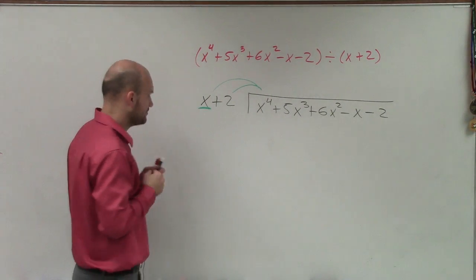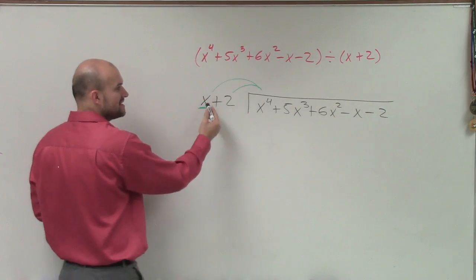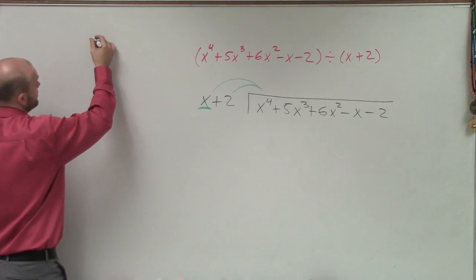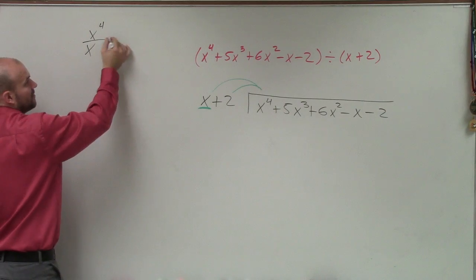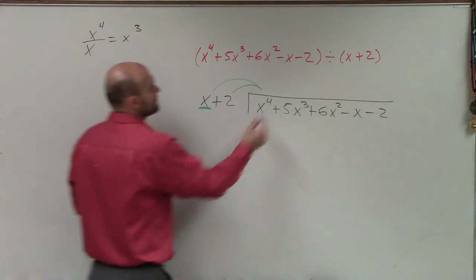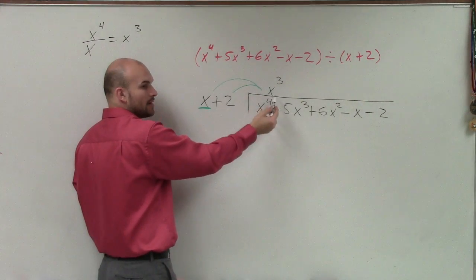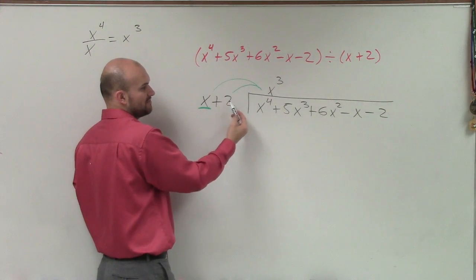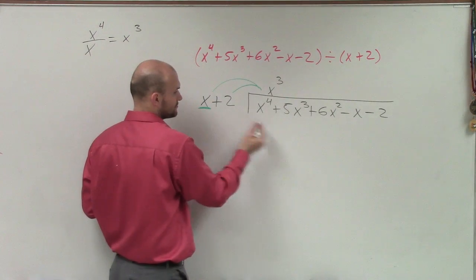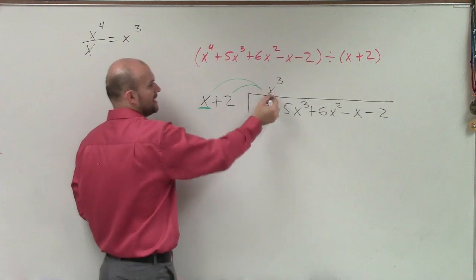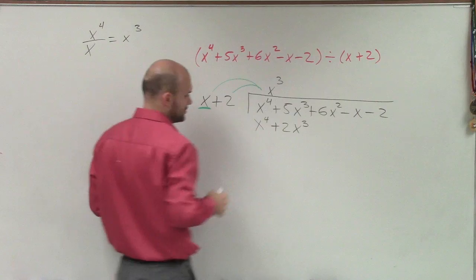So let's do the first one that we'll write in here. x divides into x to the fourth. How many times does x divide into x to the fourth? Which is just x cubed, right? Now, I write those little green arrows for you to say, all right, now what we do is we multiply times both terms of our divisor and write it down below. So x cubed times x is x to the fourth, and x cubed times 2 is positive 2x cubed.